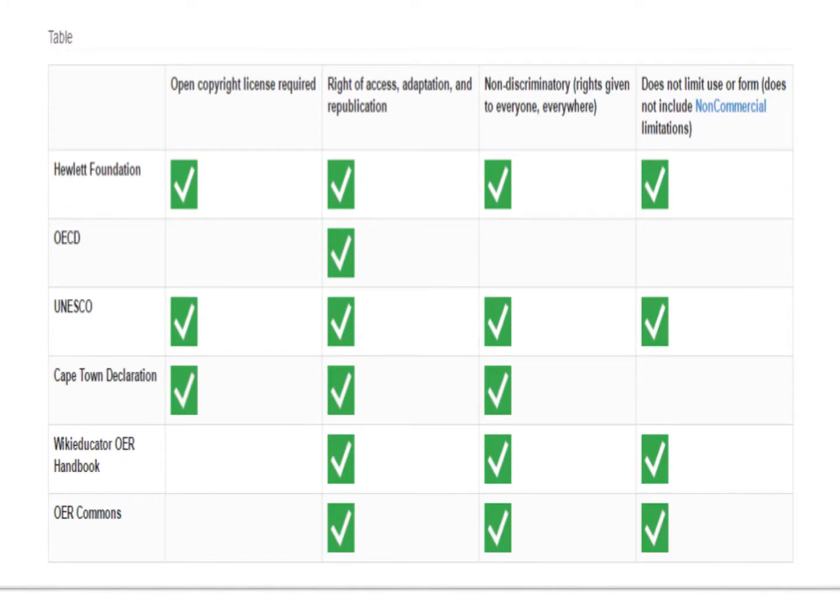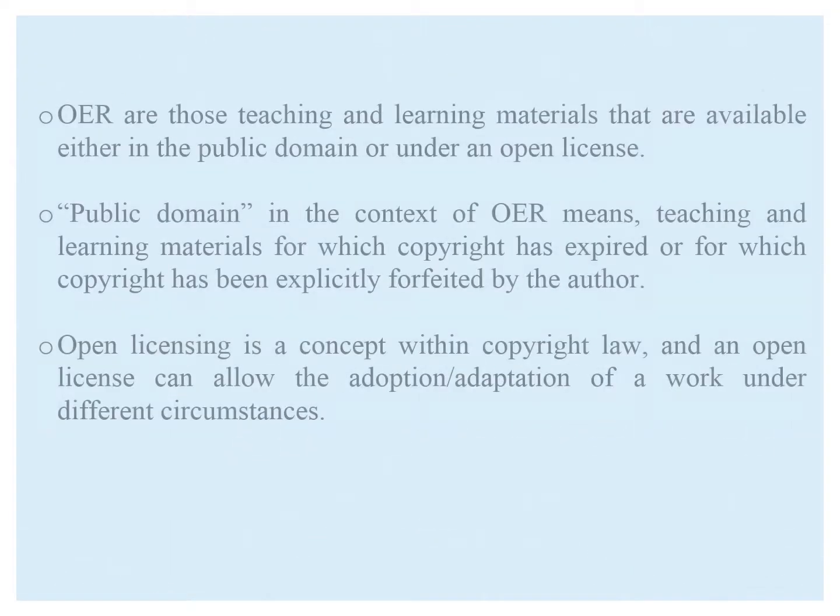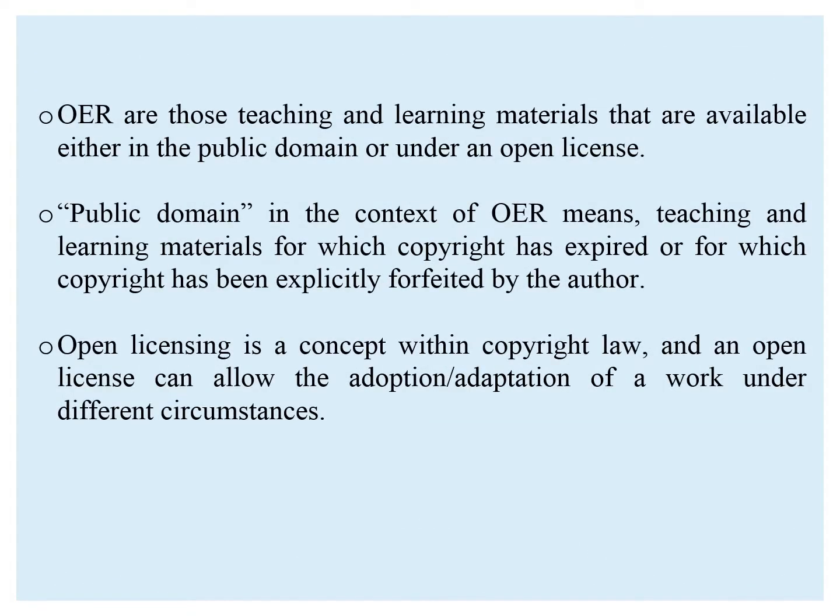This is a table to compare the definitions of Open Educational Resources. OER are those teaching and learning materials that are available either in the public domain or under an open license. Public domain in the context of OER means teaching and learning materials for which copyright has expired or for which copyright has been explicitly forfeited by the author. Open licensing is a concept within copyright law, and an open license can allow the adoption and adaptation of a work under different circumstances.